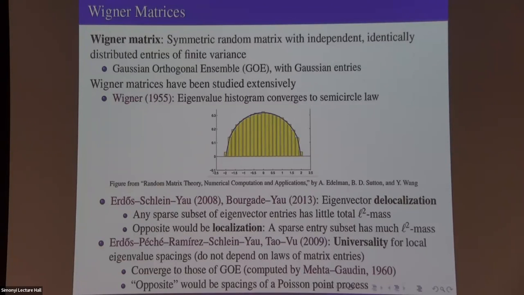Sort of the opposite, and I write opposite in quotes here because you can't really have the opposite of a probability distribution, but morally speaking, these GOE level spacings come from highly correlated systems. So kind of the opposite would be a statistic that appears in very independent systems, which would be the Poisson. If you take a Poisson point process and look at the spacings, those are, morally speaking, kind of the opposite of a GOE level spacing.